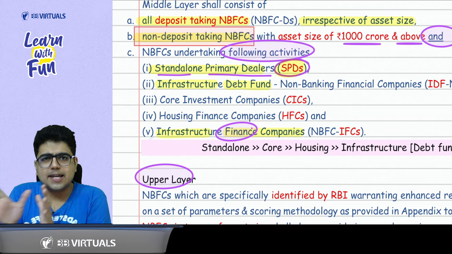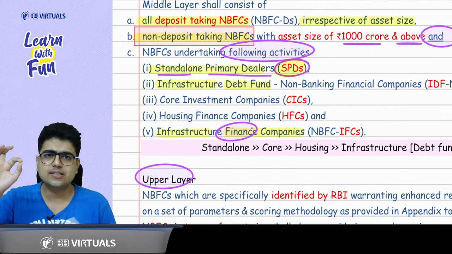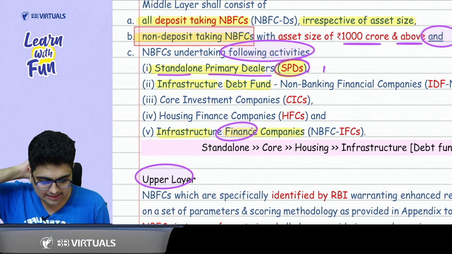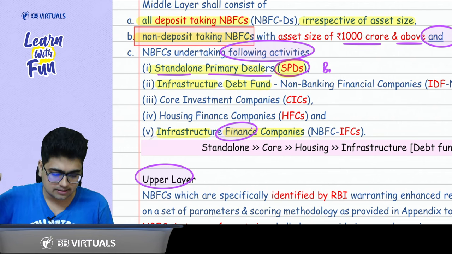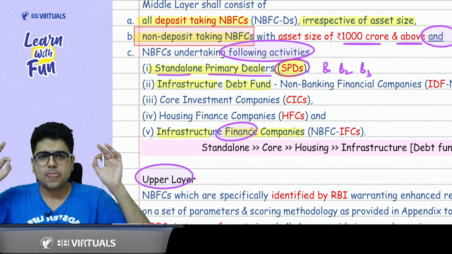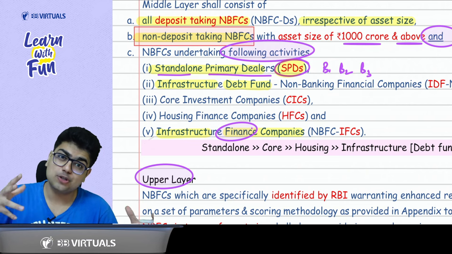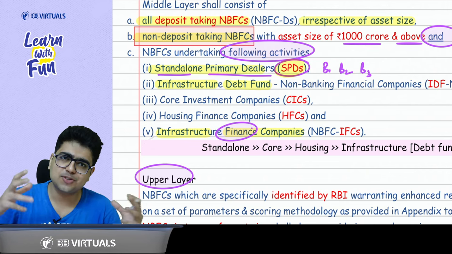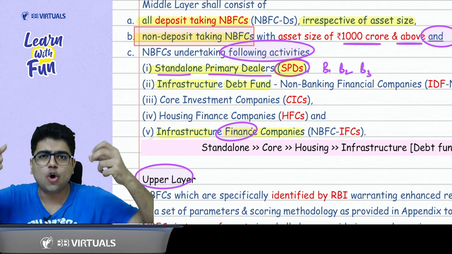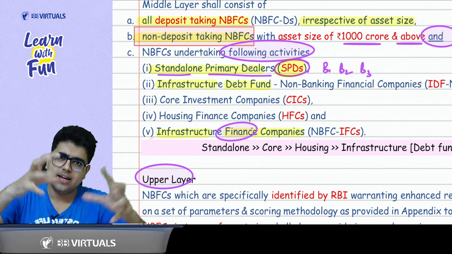Now comes another type of NBFC. What is that NBFC doing? Suppose for an infrastructure project, there are banks who have provided funds. Let's say bank 1 has given funds, bank 2 has given funds, bank 3 has given funds. Now bank 1 is worried whether this money will come back. Bank 2 is also worried. Bank 3 is also worried. So there is one NBFC which is buying all those loans from bank 1, bank 2, bank 3.